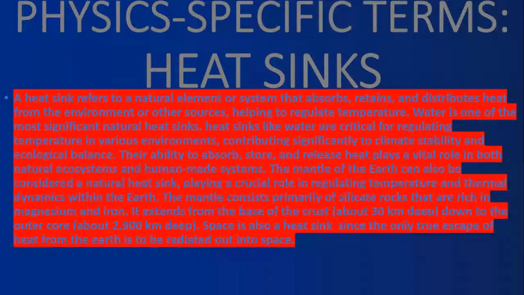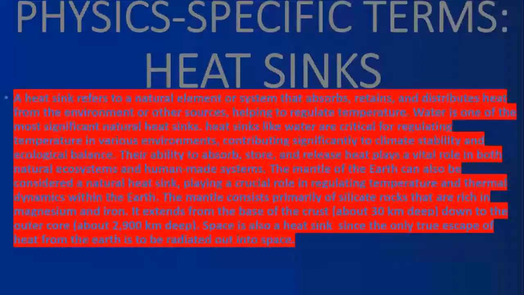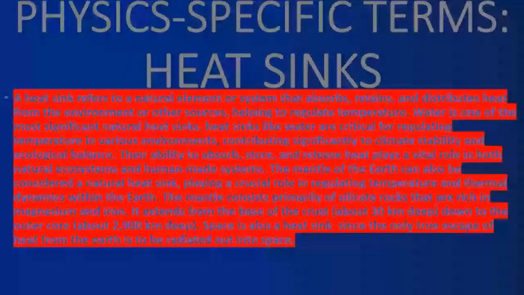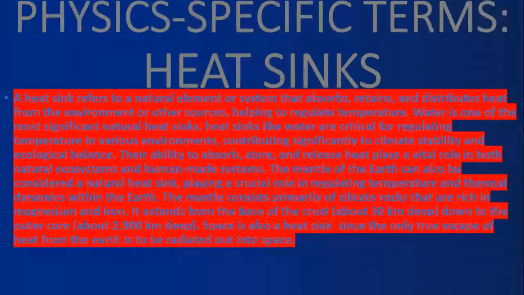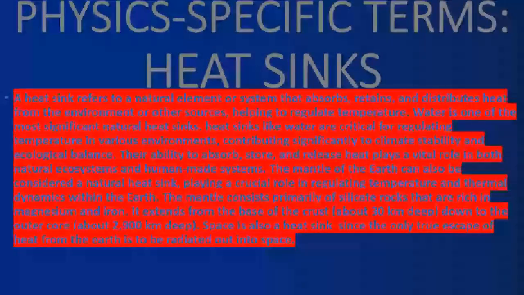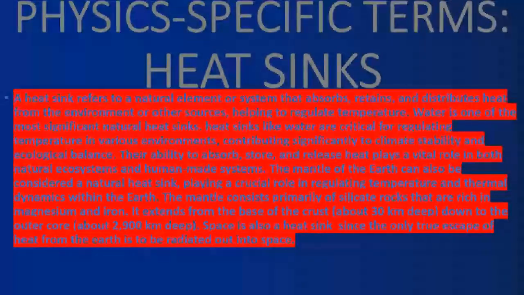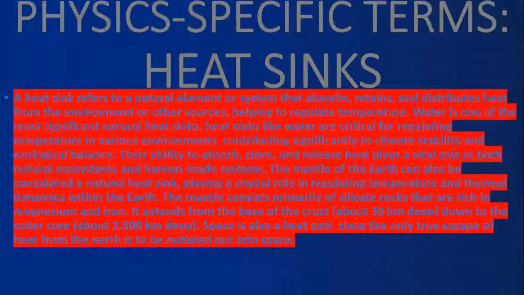The mantle of the Earth can also be considered a natural heat sink, playing a crucial role in regulating temperatures and thermodynamics within the Earth. The mantle consists primarily of silicate rocks that are rich in magnesium and iron. It extends from the base of the crust, about 30 kilometers deep, down to the outer core, about 2,900 kilometers deep. Space is also a heat sink, since the only true escape of heat from the Earth is to be radiated out into space. Now, I had a critic on my channel.